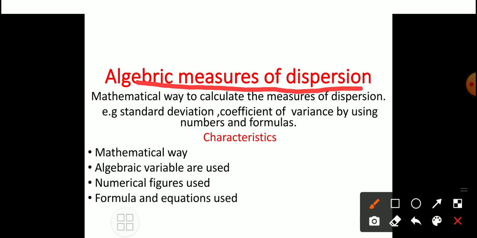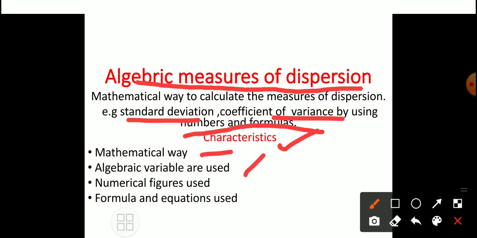Algebraic measures are the mathematical way to calculate the measures of dispersion, that is standard deviation, coefficient of variance, by using numbers and formulas. What are the characteristics of that? It is a mathematical way, algebraic variables and numerical figures are used, and formulas and equations are used.